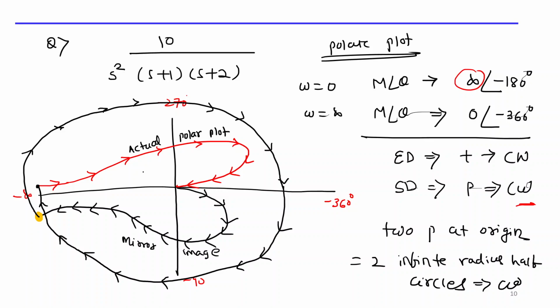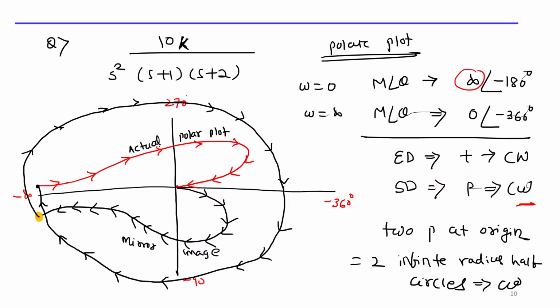Now in this question, find out the system k value for stability. Here k is not given, but in most questions k will be given. For simplicity I have not written it, but in most questions where they ask you to find out the k value for system stability, the k should be there. Now for the system, you have to find out the system stability for k. First of all, you find out the number of encirclement about -1 plus j0 point. You can see clearly that these are infinite radius half circles.